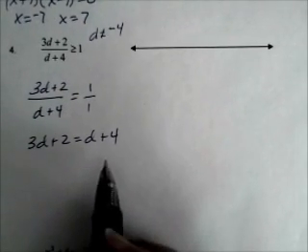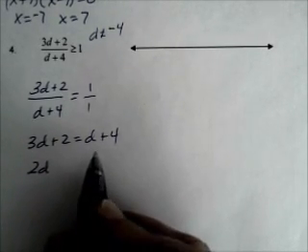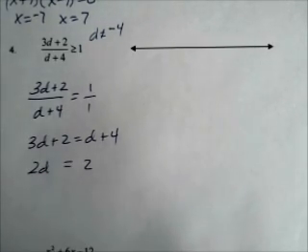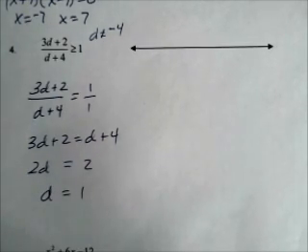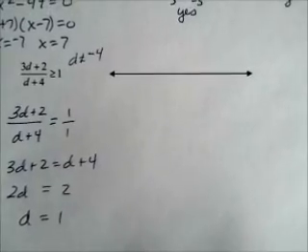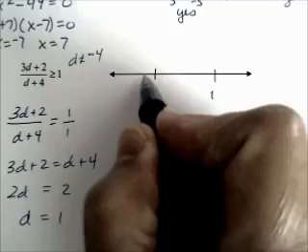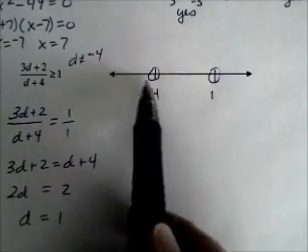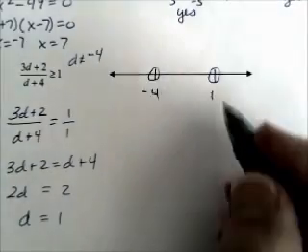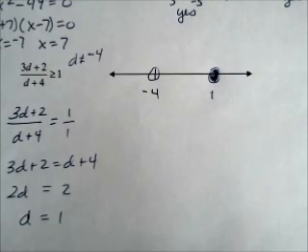Nice linear equation. Subtract d from both sides, that's 2d. Subtract 2 from both sides in the same step, 2d equals 2. Divide by 2 and d equals 1. Nice, only two critical values, -4 and 1. Circle each. D cannot equal -4, so that's going to remain open. But 1 is going to be part of our solution, so we'll fill that in because of the equal to part in the original inequality.